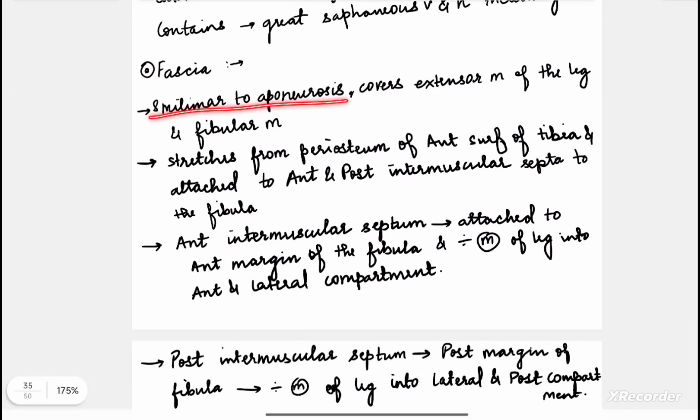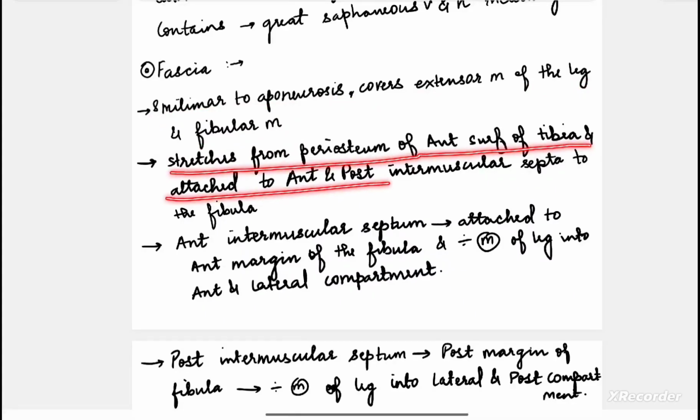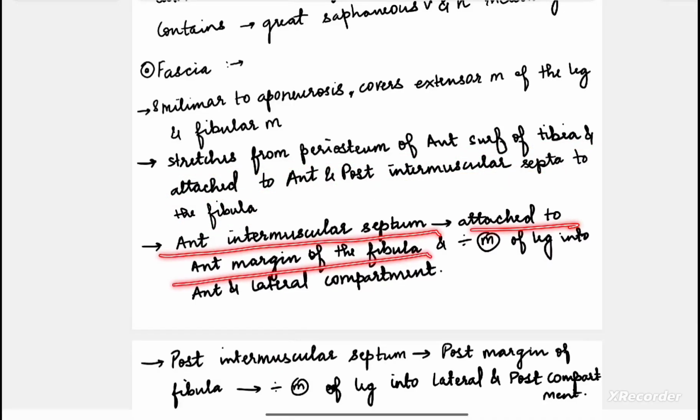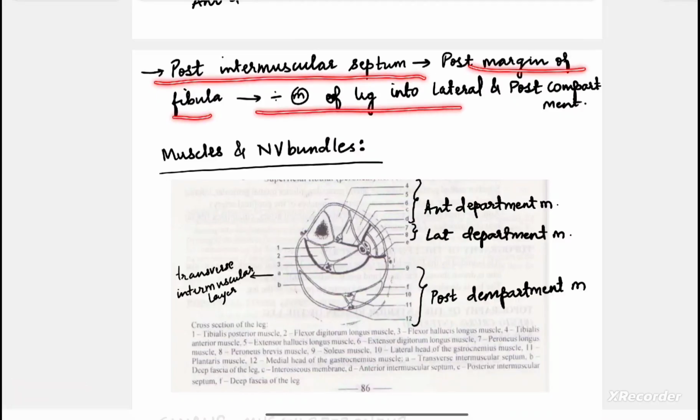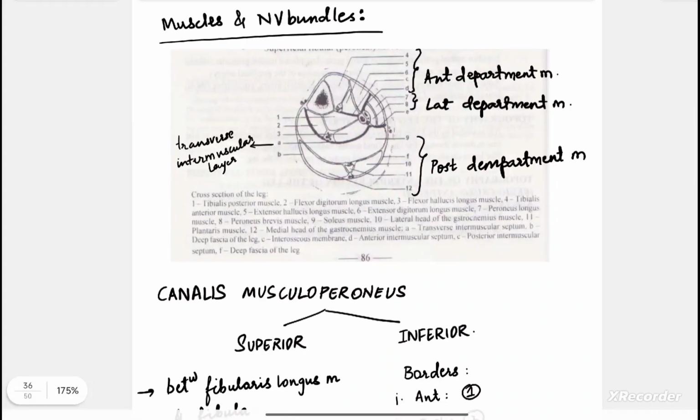Fascia is similar to an aponeurosis and covers the extensor muscles of the leg and the fibular muscles. It stretches from the periosteum of the anterior surface of the tibia and is attached to the anterior and posterior intermuscular septa to the fibula. The anterior intermuscular septum attaches to the anterior margin of the fibula and divides the muscles of the leg into anterior and lateral compartments. The posterior intermuscular septum, on the posterior margin of the fibula, divides the muscles of the leg into lateral and posterior compartments. Muscles and neurovascular bundles.